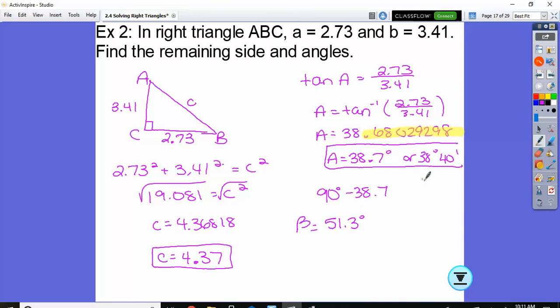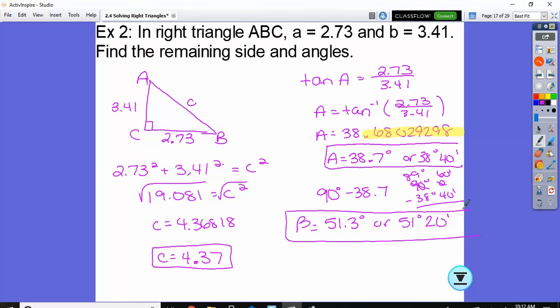If I wanted to do degrees and minutes, you would have to do 90 degrees minus 38 degrees, 40 minutes. It's 89 degrees, 60 minutes. So we get 51 degrees, 20 minutes. Again, you wouldn't have to give me both the decimal and the degrees and minutes. I'm just going over both, so however the question asks for it, you could answer. Questions there?